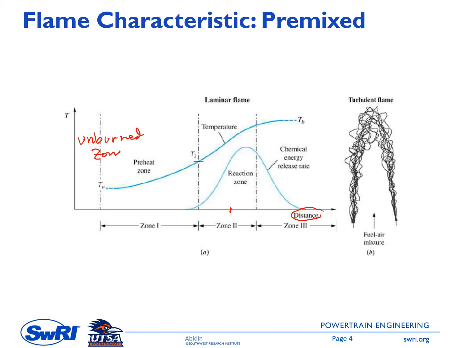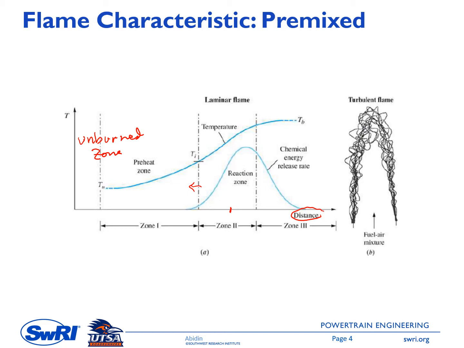This means here we have a fresh mixture of air, fuel, and maybe EGR. And then zone number 1 is what's called the preheat zone, because there will be a heat transfer from right going to the left. And inside zone number 2 is where the reaction process takes place.